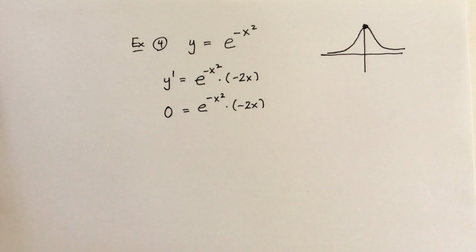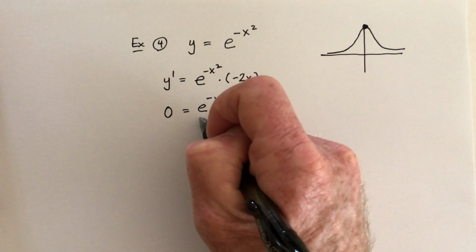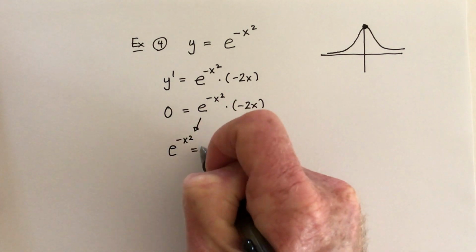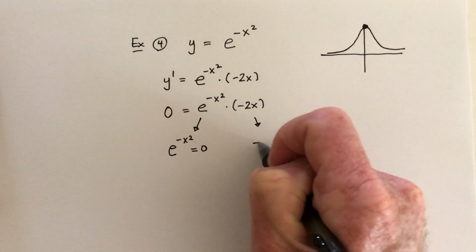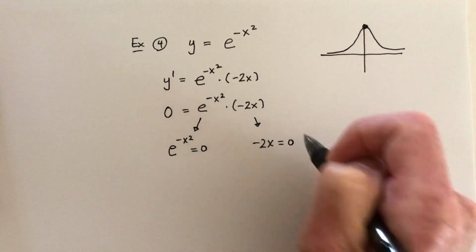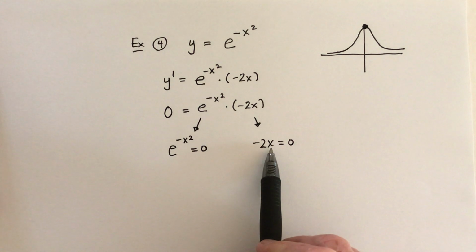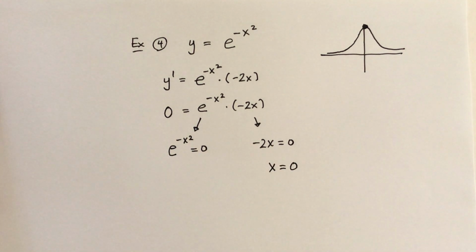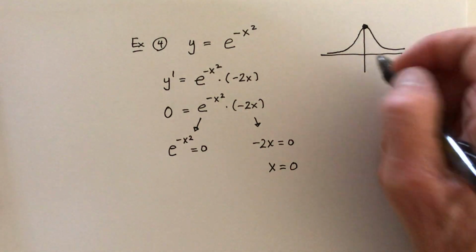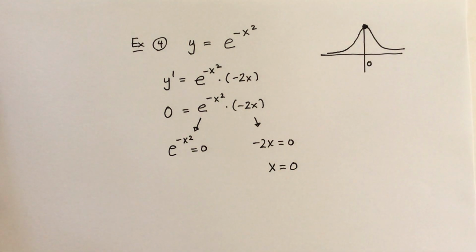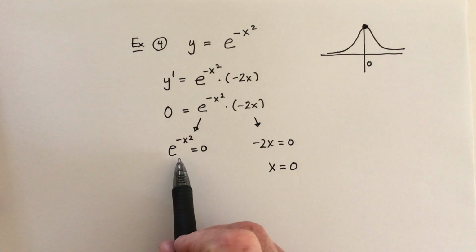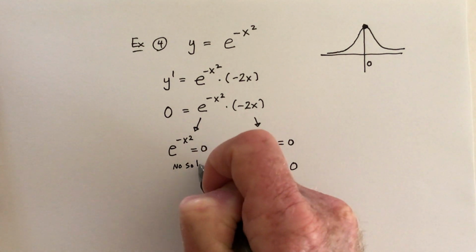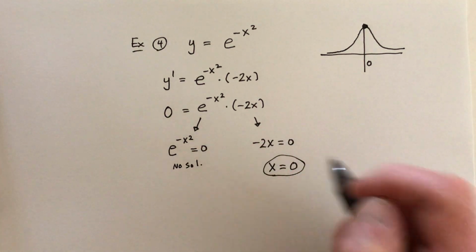And the nice thing about this one is it's already factored, so all I need to do is set this equal to 0, and separately set this equal to 0. This one's going to be easy. All I need to do is divide both sides by negative 2, and on the right, 0 divided by negative 2 is 0. So yes, this point is at where x equals 0. And the e function never equals 0, so this one has no solution. So our only solution is x equals 0.